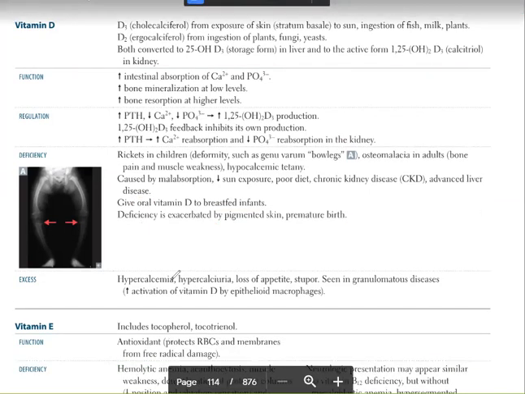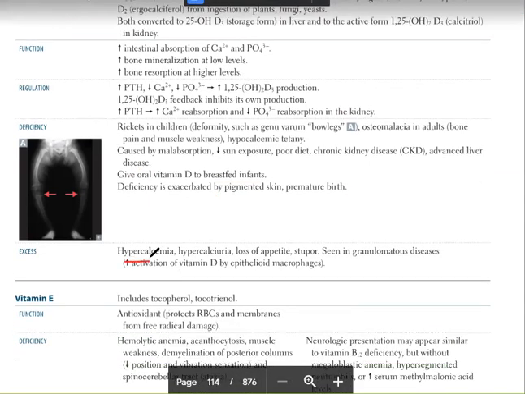Then you have excess hypercalcemia. Definitely, if you take more and more vitamin D, more and more process will occur, and more and more calcium will be in your blood. So hypercalcemia, more calcium in blood. Hypercalciuria, subsequently you will be excreting more, so more calcium in your urine.